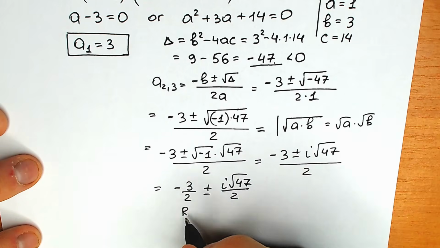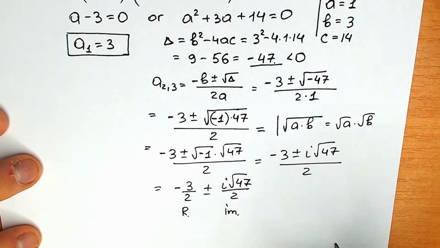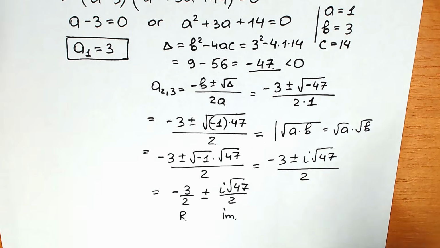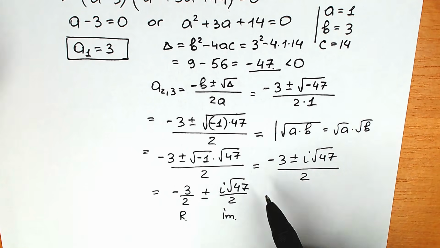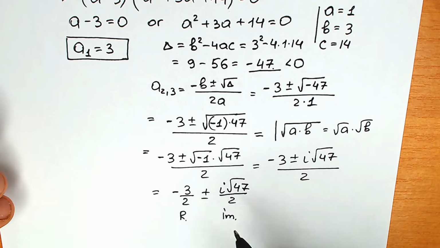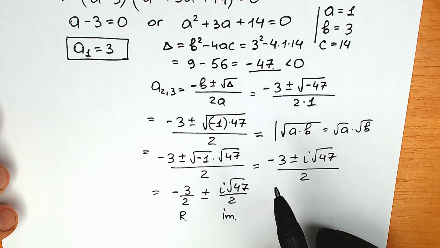So this is our real part. This is our imaginary part. This is up to you, how you learn this part with the discriminant. I prefer this one. We have a real part and we have an imaginary part. So these are our two roots.